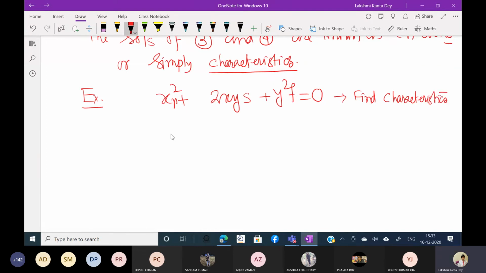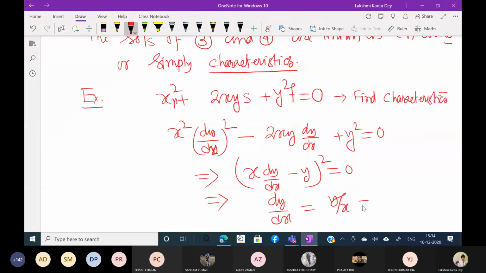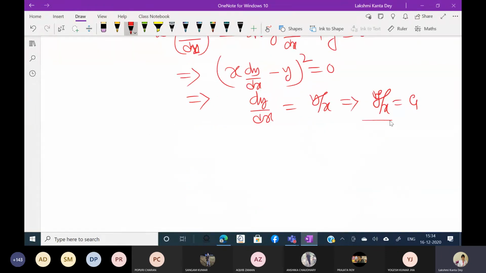Okay, so for this, first we have to find the characteristic equation. This is (dy by dx) square minus twice xy dy by dx plus y square equal to 0. That means (x dy by dx minus y) square is equal to 0. That means dy by dx is equal to y by x. If we integrate both sides, dy by y is equal to dx by x, and the solution is y by x is equal to c1. So this is basically your characteristics.